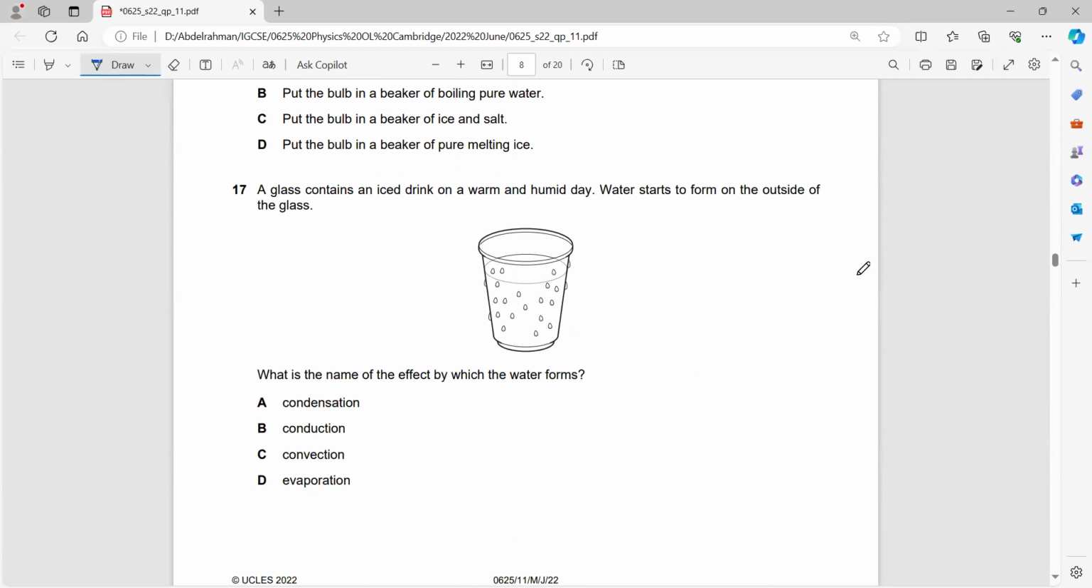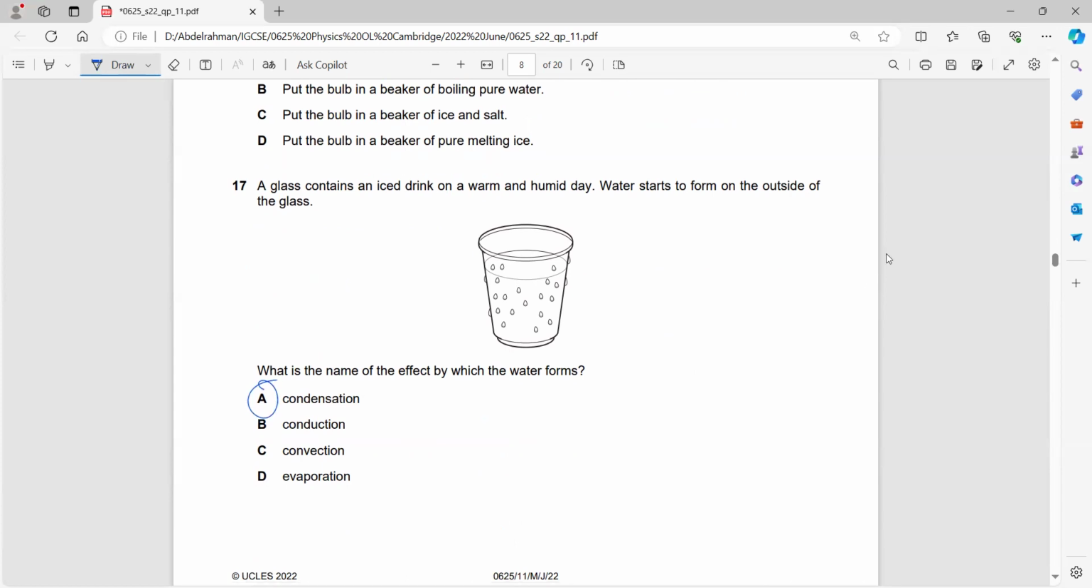What's the name of the effect by which the water forms? Condensation, correct.